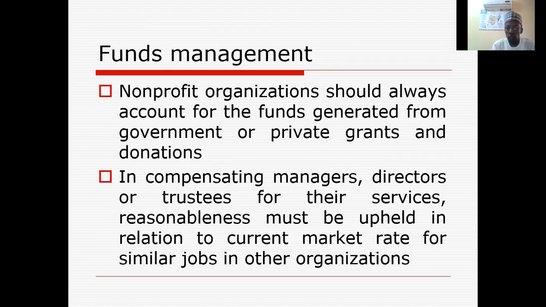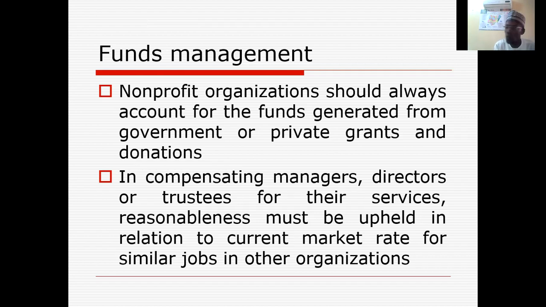Then funds management. Non-profit organizations should always account for the funds generated from government or private grants and donations. Because you are offering social services to the community, it doesn't mean you cannot be accountable for the money you receive as a grant or donations. Even though we are agitating for social entrepreneurship, being independent, being creative in generating your own income, this cannot stop you from attracting donations or grants from wealthy individuals, from government and what have you. In a situation where you receive this kind of donation or grant, you need to be accountable on how you dispose of or use them.